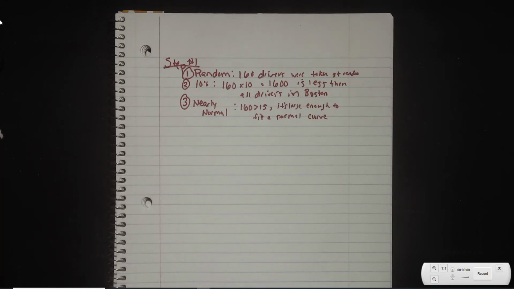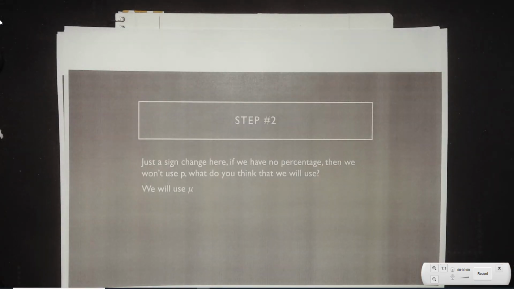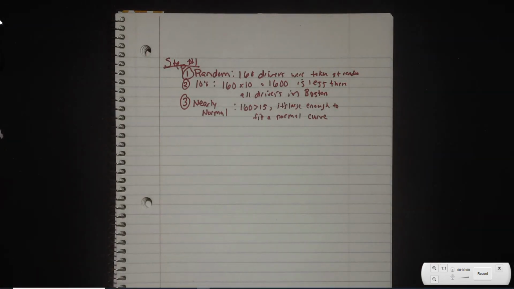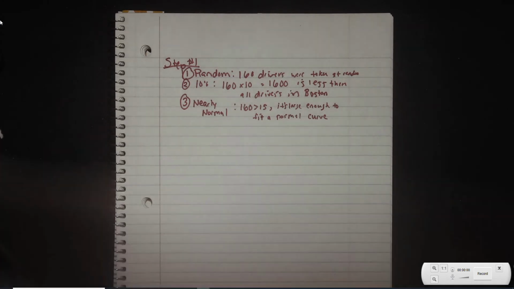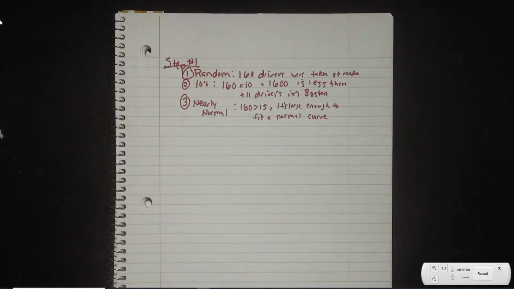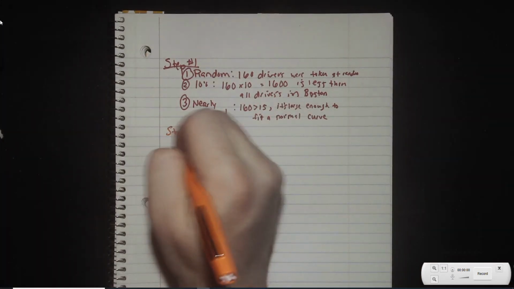Step 2 is going to be fairly similar too. The only big difference here is that there's going to be a sign change. Because again, we're not dealing with proportions, we're dealing with straight averages. Therefore, we're going to use mu. So in this case, the population parameter is 150. That's what they believe it was. We're trying to refute that. So, step 2.